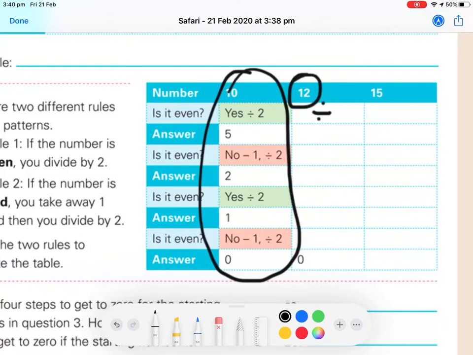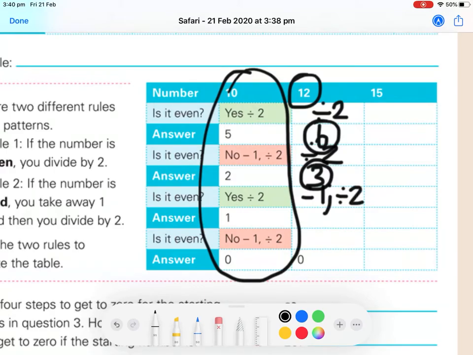Looking at number 12, is it even? Yes, so we divide it by 2. That gives us 6. Is this number then even? Yes, it is. So we divide by 2. That gives us 3. Is that number even? No, it is not. So what do we do? We take away 1 and then divide that by 2.